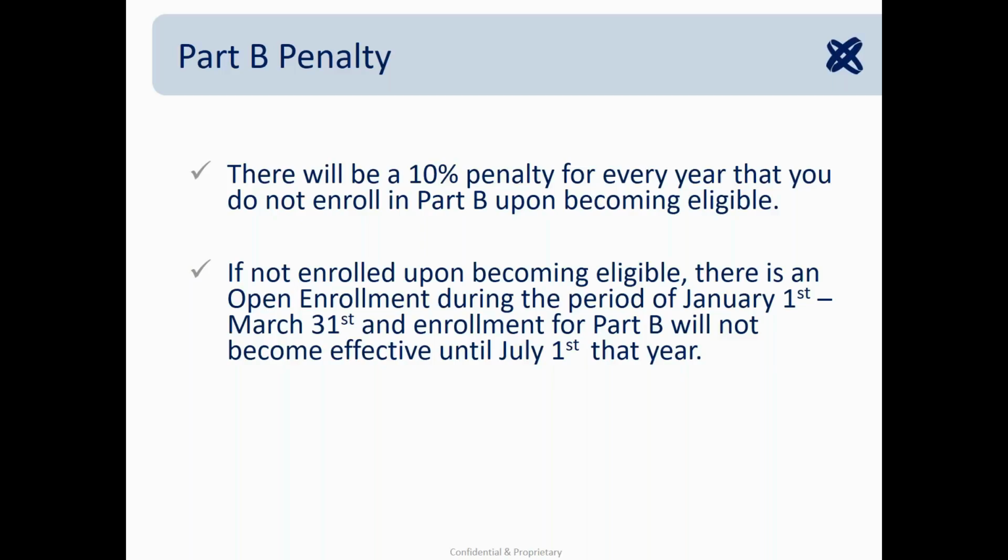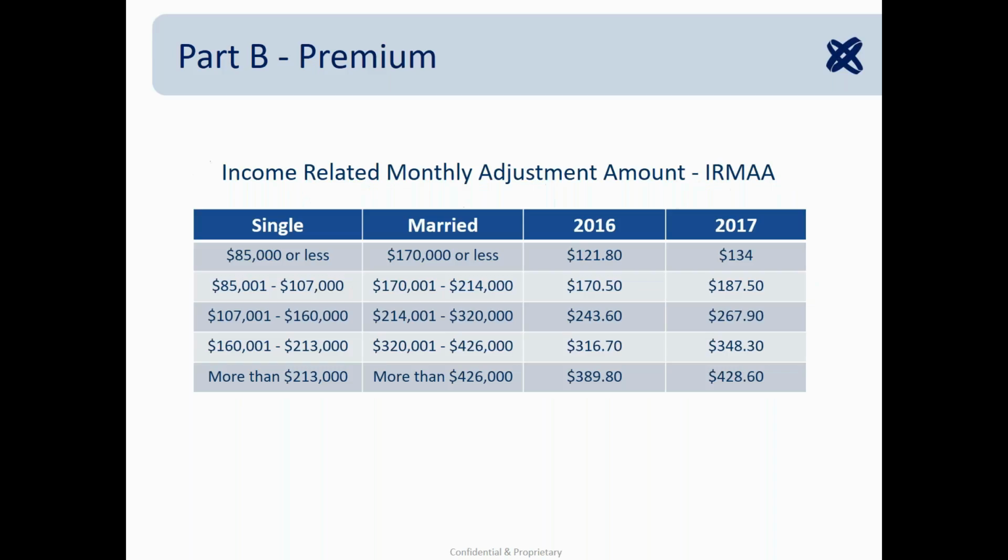If not enrolled when you are eligible, there is an open enrollment during the period from January 1st to March 31st, and the enrollment for Part B will not take effect until July 1st of that year.